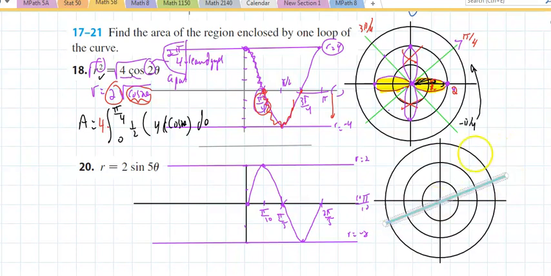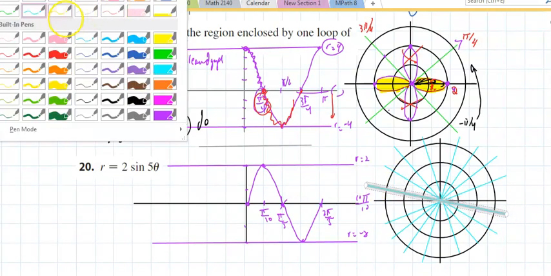1, 2, 3, 4, 5 will be the pi over 2, 6, 7, 8. Once you get used to this, you really don't have to do all of this. 9 and 10.